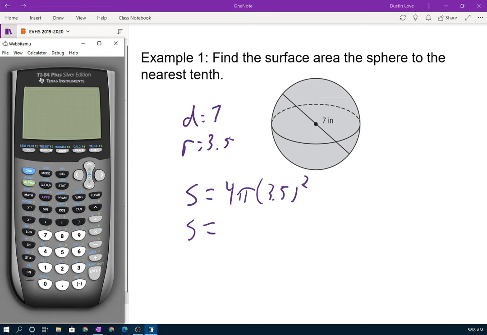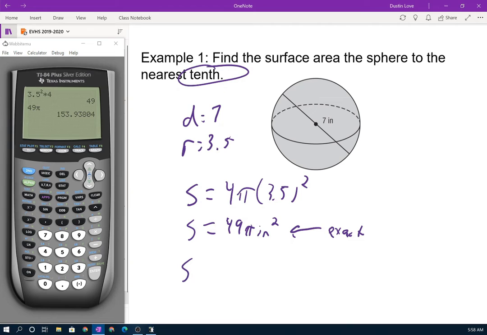So, just like we did when we were doing areas of circles before, I'm going to do everything except for pi. 3.5 squared times 4 gives me 49 pi inches squared. If it asks me for an exact answer, that's what I'm going for. If it asks me to round, like it does here, nearest tenth, I'm just going to do 49 pi and then round it to surface area equals 153.9 inches squared.